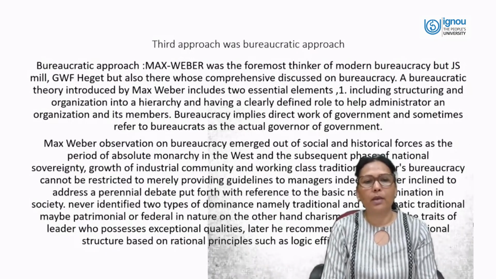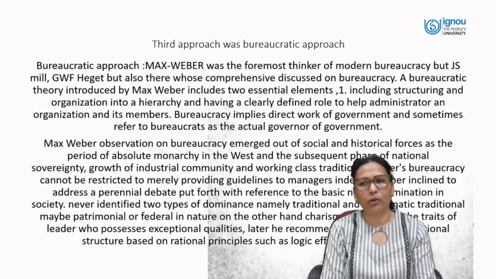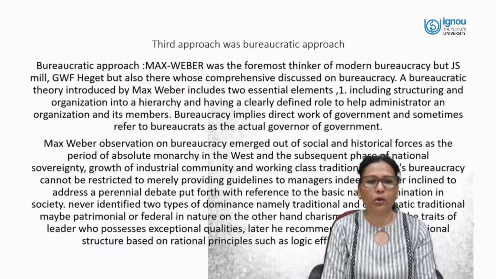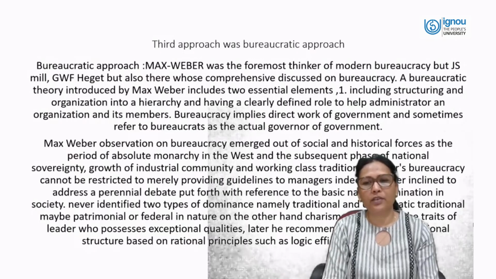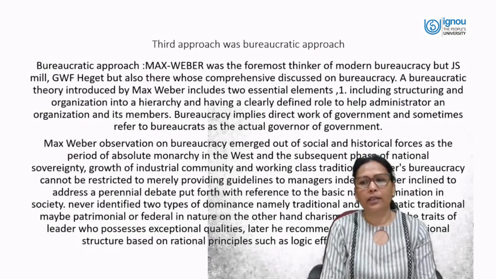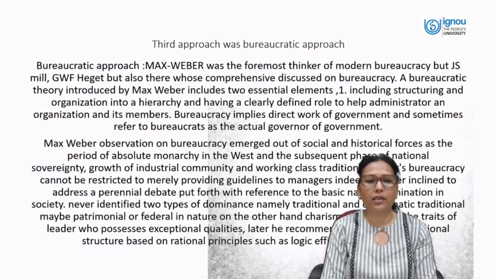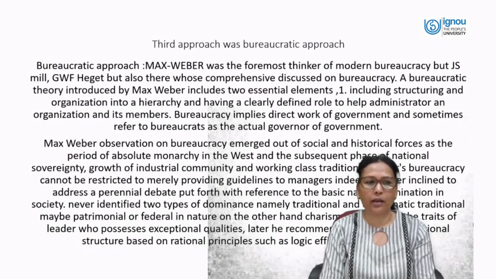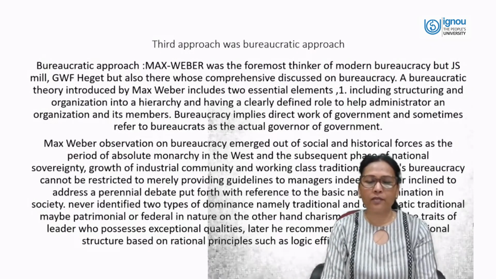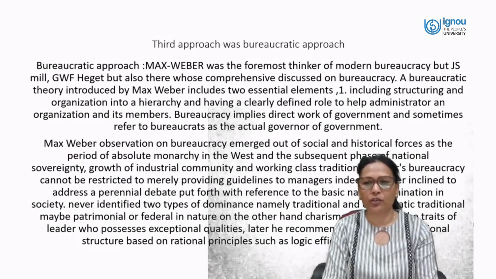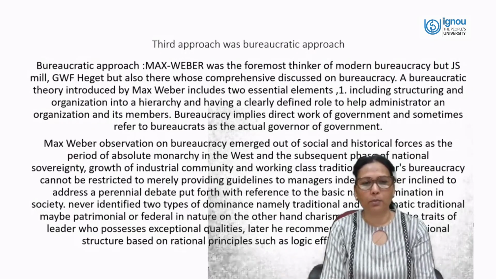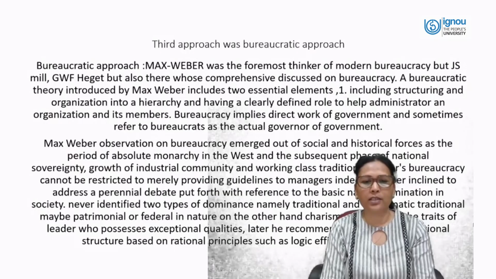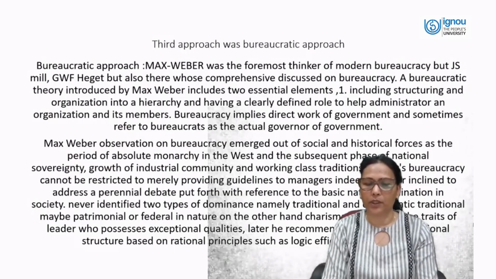In the bureaucratic approach, Max Weber was the foremost thinker of modern bureaucracy, but J.S. Mill and G.W.F. Hegel were also there, whose comprehensive discussions on bureaucracy are notable. The bureaucratic theory introduced by Max Weber includes two essential elements. First was structuring the organization into a hierarchy and having clearly defined roles to help administrators and the organization and its members. Bureaucracy implies direct work of government, and bureaucrats are sometimes referred to as the actual governors of government.